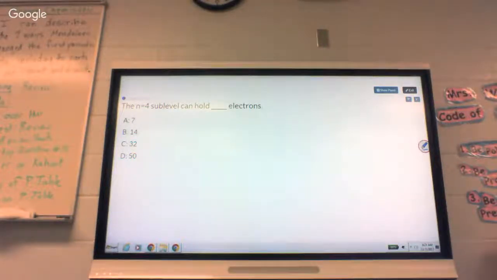Alright, so I got 2 wrong answers. How do we do this? Alright, you can do 2n squared. You can add up the 4 sub-levels of s, p, d, and f, so 2 plus 6 plus 10 plus 14, or you could have added up using the periodic table and done the 2 plus the 10 plus the 6 plus the 14. You could have done anything like that.